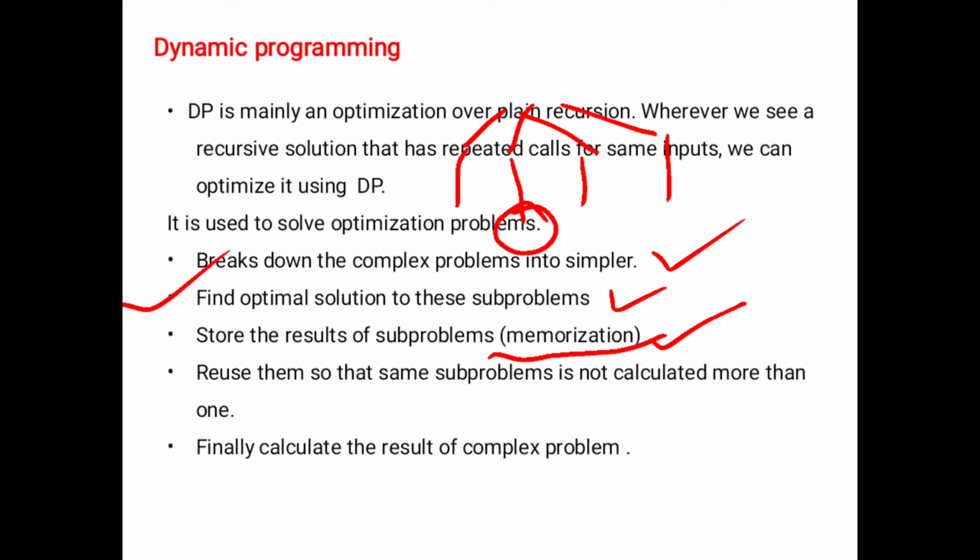Then afterward, reuse them, so that the same subproblem is not calculated more than once. So what is the concept? Here the same function call and the same input are used again and again. That is the limitation. But in the memoization method, we reuse the result from the subproblem, so it is not calculated more than once.